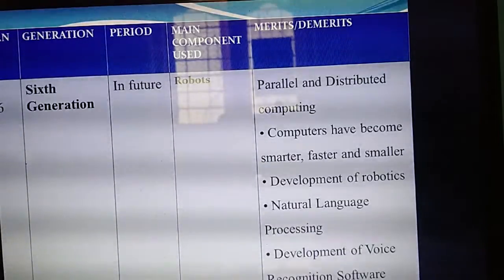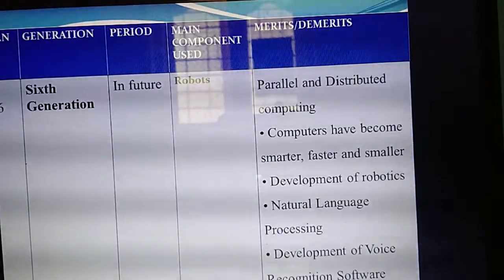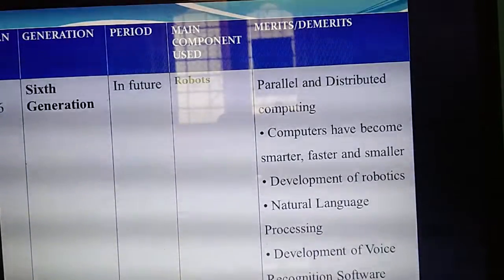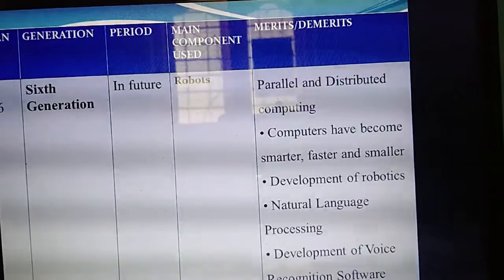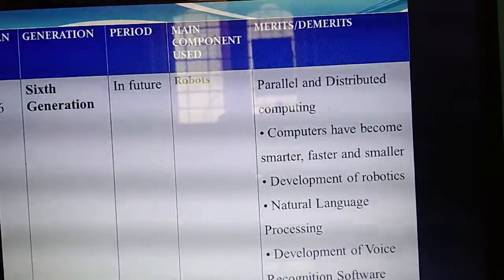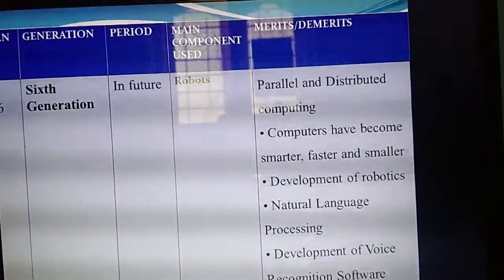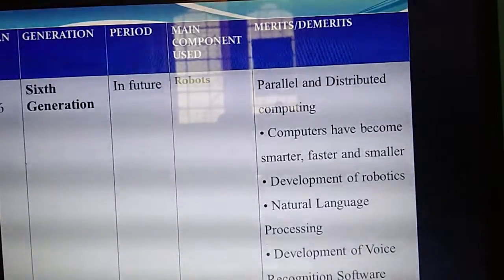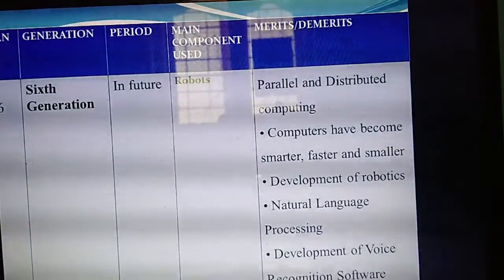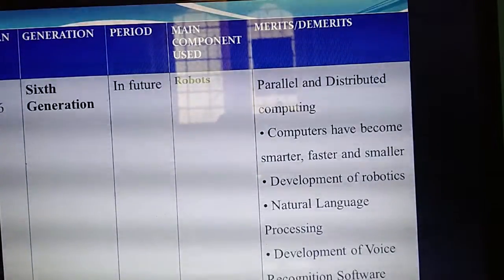Sixth generation is not yet developed. That means it is in the future. The main components may be robots, some other things, or neural networks. In fifth generation we have studied which processing? Parallel processing. But in sixth generation, what are we studying? Parallel processing as well as distributed computing.